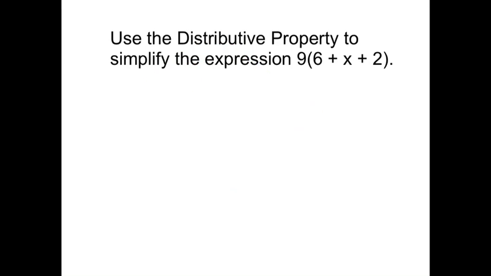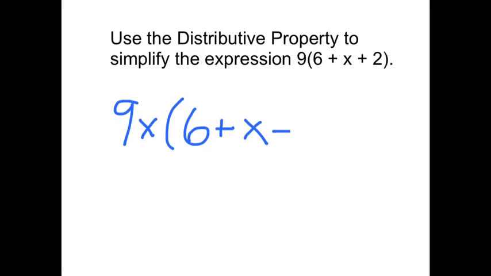One last one. Use the distributive property to simplify the expression 9 times the quantity 6 plus x plus 2. And I really made a mistake right now. I just used an x for my times sign. Why wouldn't that be a good idea? It's not a good idea because I'm using x to stand for a number and there could be some confusion. So the better way to do it is to use the dot. That dot stands for multiplication also.